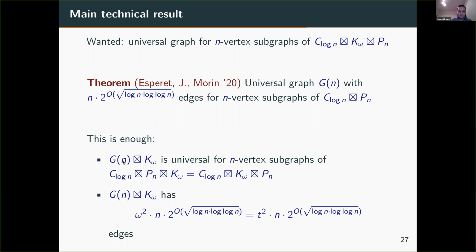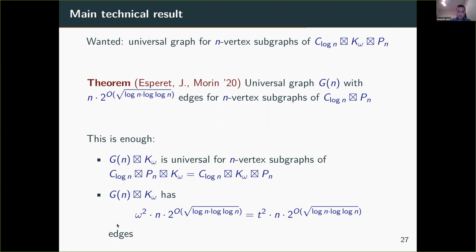Right? So when you look at the universal graph where you substitute each vertex with a clique of size omega, omega is about T log n, then it becomes universal for n-vertex subgraphs of this, which is exactly what we cared about. And why don't we pay too much when we do this clique substitution?